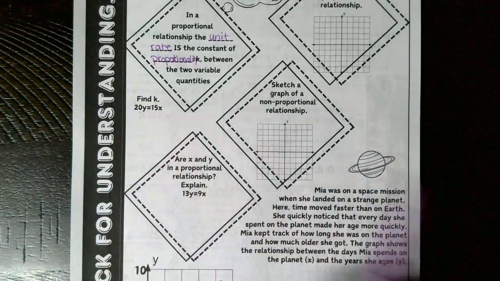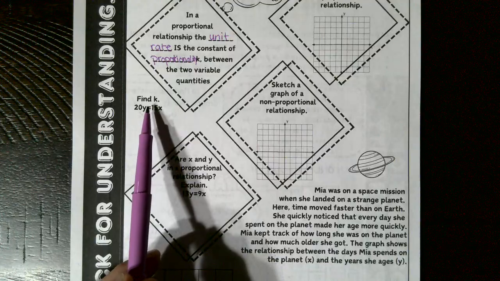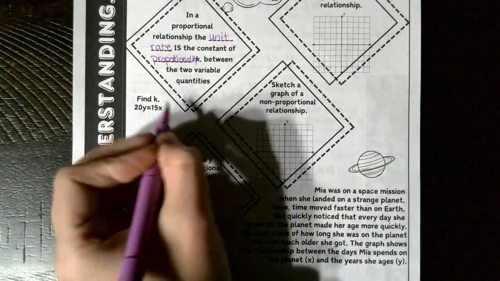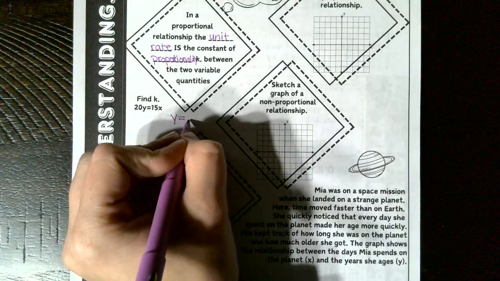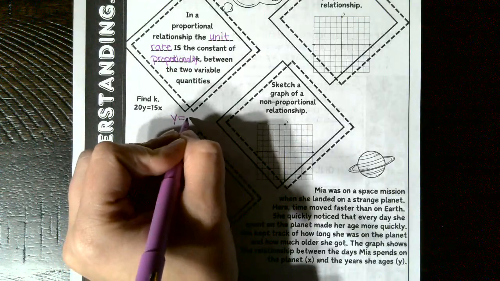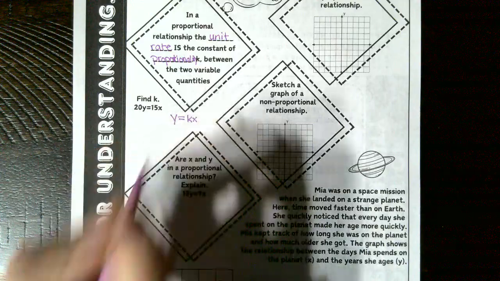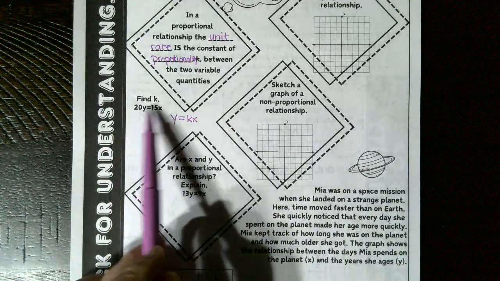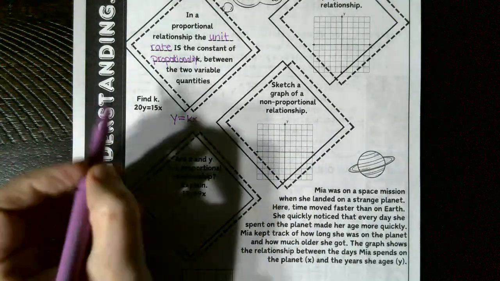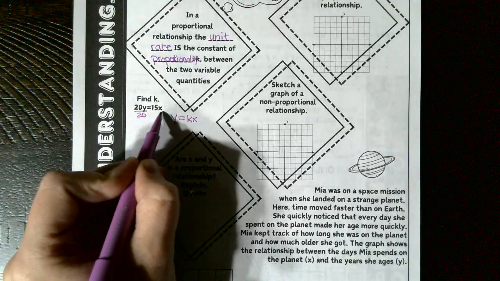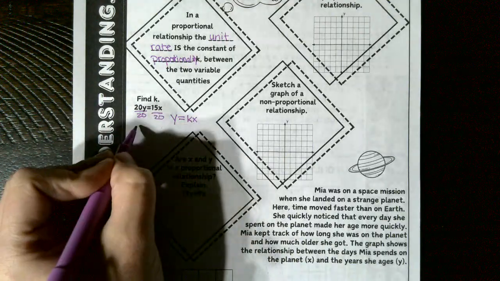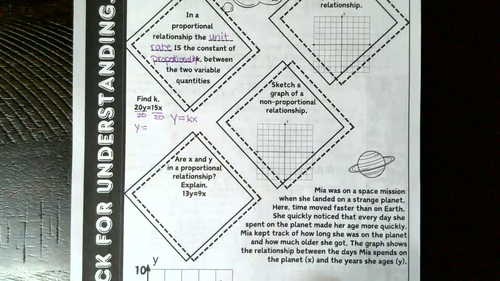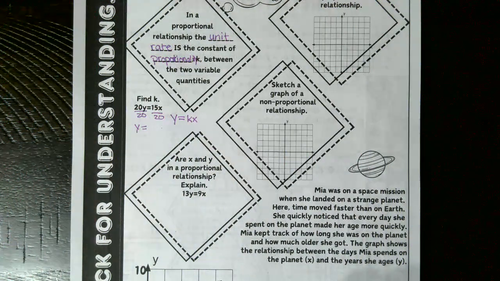Over here, I want you to find k. So I want you to find our constant of proportionality. Remember, when we are looking at an equation, it has to look like y equals k times x. So that's what you're trying to get this to look like. So you're going to need to divide by 20 to get y by itself. And then we have y equals, something happens over here, then tell me what k is going to be.